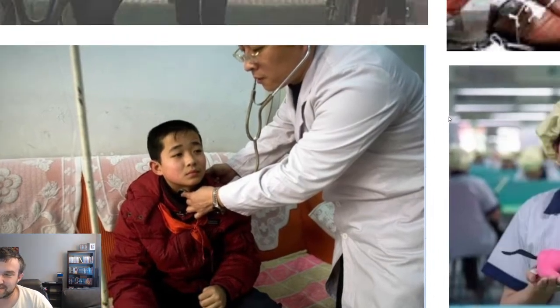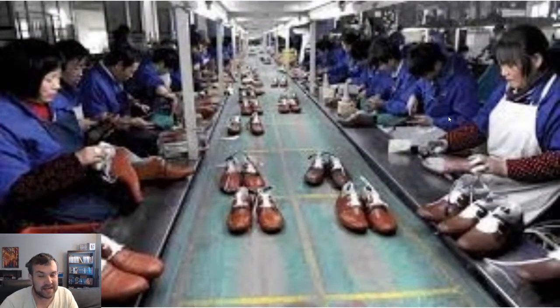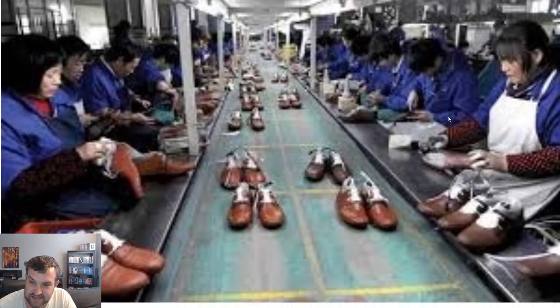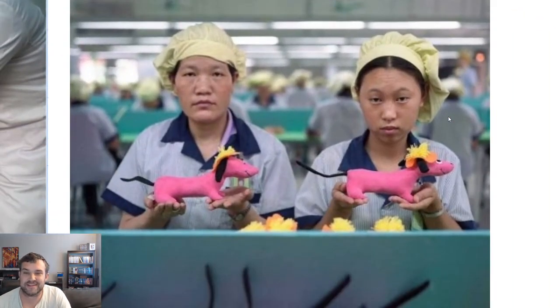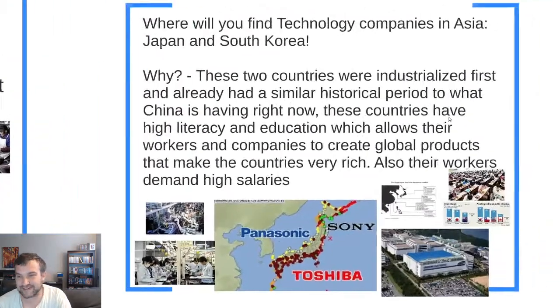Here's kids getting some breathing problems. But, hey, you got to power these Chinese factories somehow, right? And here they are, they're just not happy working that factory.